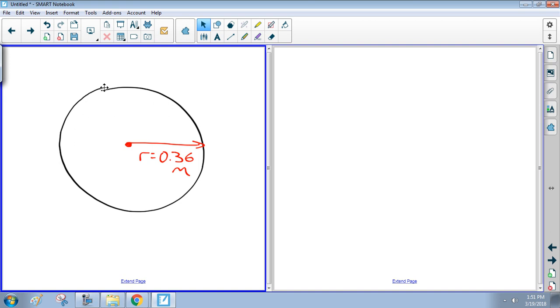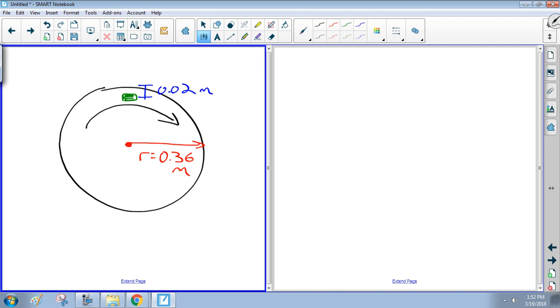Okay, and so the problem tells you that the brake pads are located 2 centimeters, 0.02 meters from the outside edge. And so if, hypothetically speaking, the bicycle tire is spinning this way, everybody point for me. Which way will friction go? That way, right? Against the motion. So here is my force of friction, which is, I believe, what we're trying to calculate, isn't it? I hope.